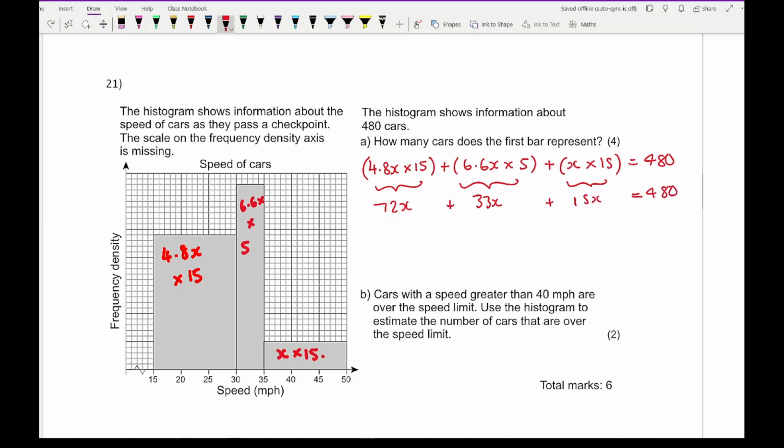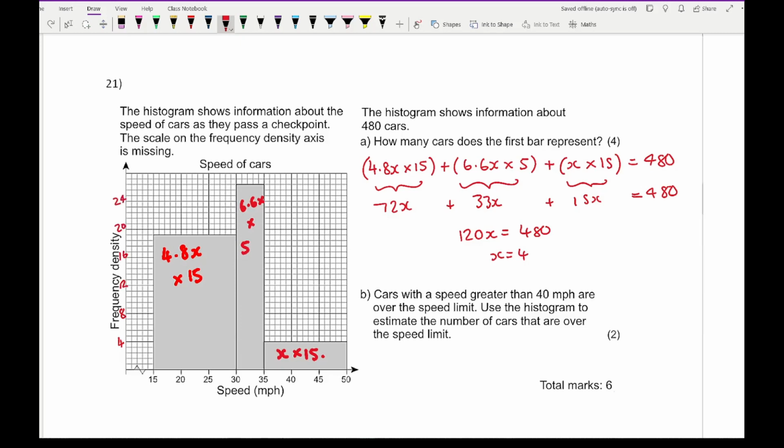So adding all the x's, I end up with 120x equals 480. So x equals 4. What that's told me is that this is going up in 4s: 12, 16, 20, 24.